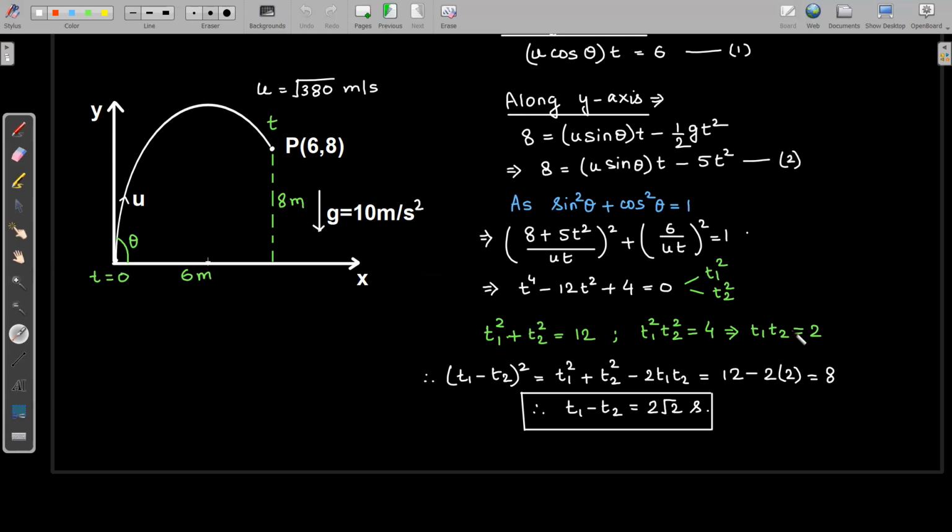Obviously, we are taking the positive solutions. Time cannot be negative. But we need the time interval for the two trajectories to reach point P. So we need t1 minus t2. So t1 minus t2 whole square is t1 square plus t2 square minus 2 t1 t2. Just replace the values of t1 square plus t2 square, which is 12, minus 2 times t1 t2, which is 2. You will end up getting a value of t1 minus t2 as 2 root 2 seconds. So there are two trajectories and the difference in the time intervals will be root 8 or 2 root 2 seconds.